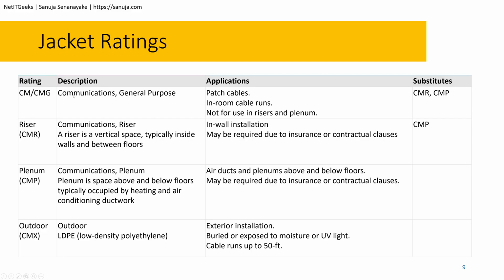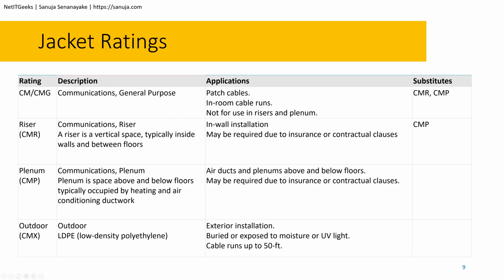As I mentioned, legally in most parts of Canada you can use CMG cables in plenum space, but you can also use CMR cables, and the substitution is going to be CMP because that's the next level up. You can't use CMR or CMG here because that's the next level down, so we can substitute CMP.